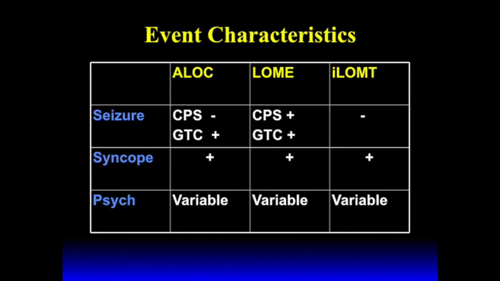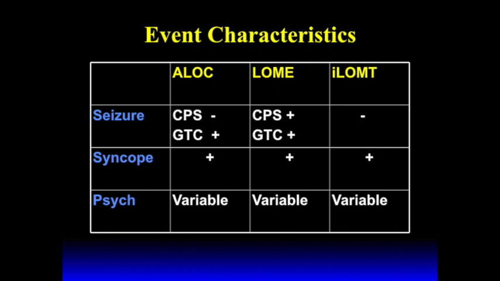So let's talk about this. This is the grid that I use when I'm taking the history for a spell. I want to know about apparent loss of consciousness, loss of memory encoding, initial loss of motor tone. If it was a seizure, complex partial seizures, they do not appear to be unconscious. They are behaving abnormally. Sometimes they're staring or fidgeting. They might be walking. They might be doing something else, but they are doing something. They are not lying in a puddle on the floor. There is a gap in their memory, but they don't have any loss of motor tone.